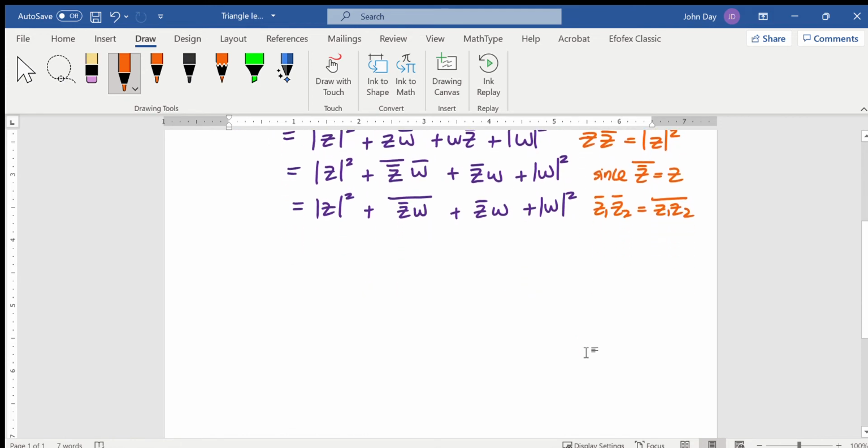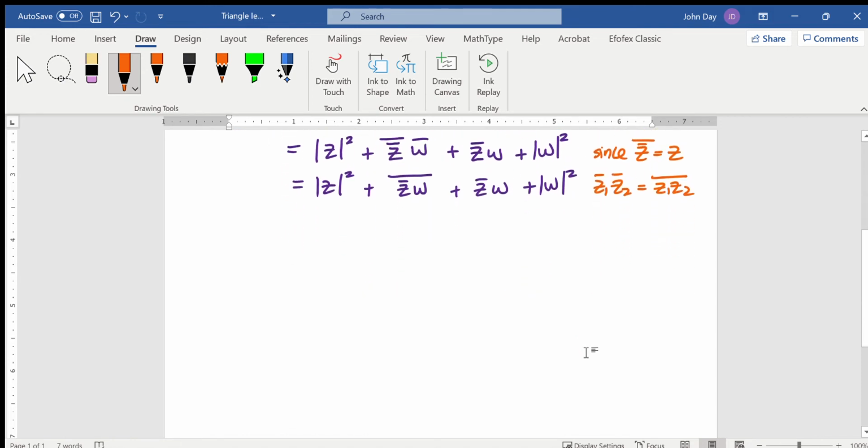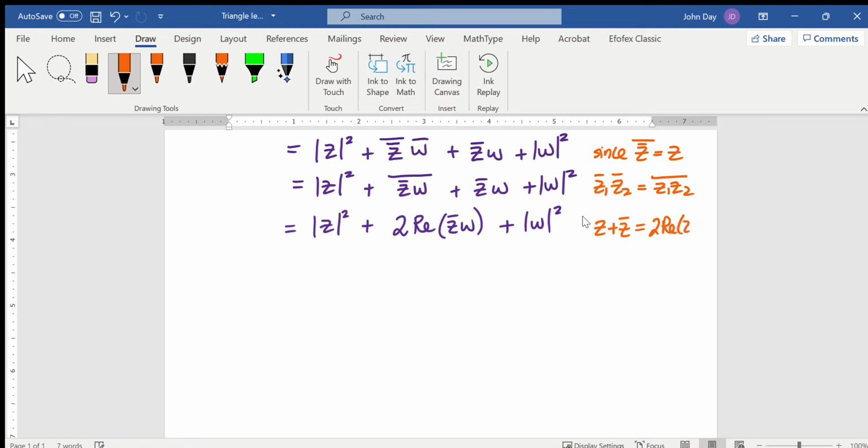All right. Now, having got to there, we've actually got a conjugate of some complex number plus that complex number. So we've got twice the real part of that complex number. All right, so the rule that we're using there is that z plus the conjugate of z is equal to twice the real part of z.